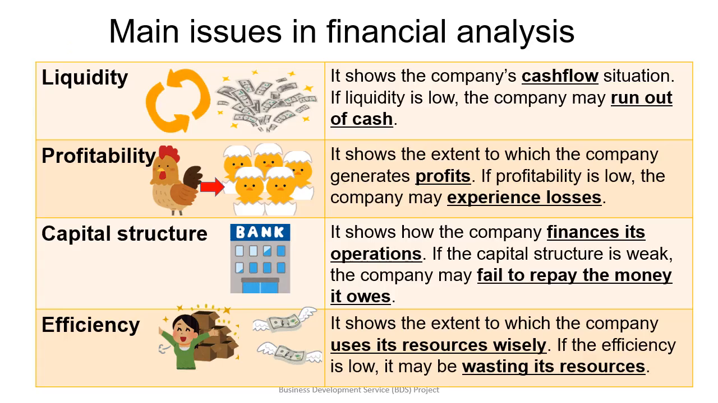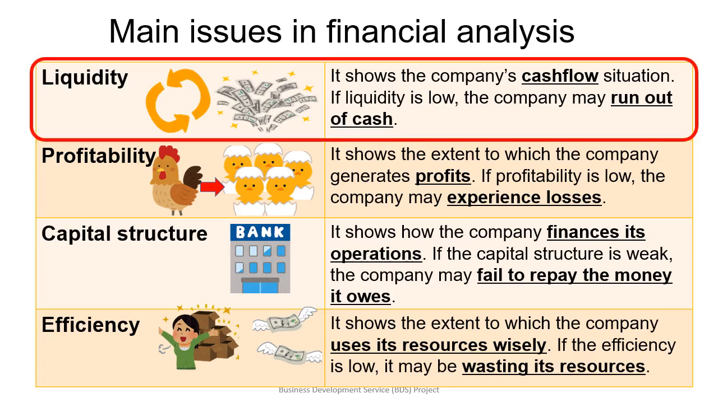Out of the four main financial analysis categories, let's take a look at liquidity. Liquidity shows the company's cash flow status. If the MSME's liquidity is low, the MSME may not have enough cash to run its business.